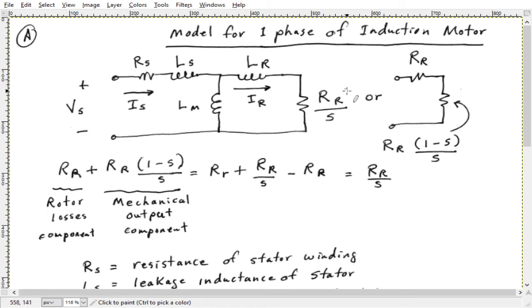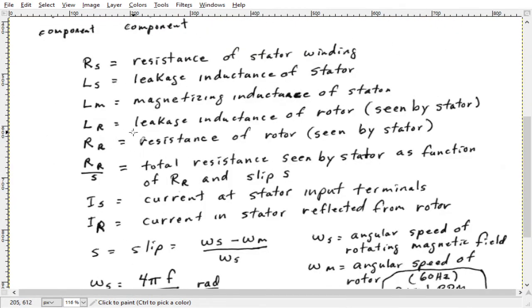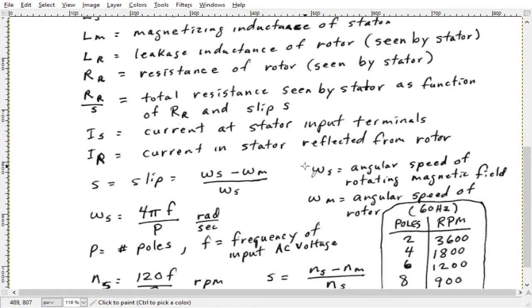So things that are happening inside the rotor basically cause disturbances in the magnetic field, which result in these two components here. So these are components reflected. If you're thinking of a transformer, these are reflected into the stator circuit. So the leakage inductance of the rotor seen by the stator, the resistance of the rotor seen by the stator, and then here is the total resistance seen by the stator as a function of RR and slip. And here, the current in the stator and the current in the stator reflected from the rotor.